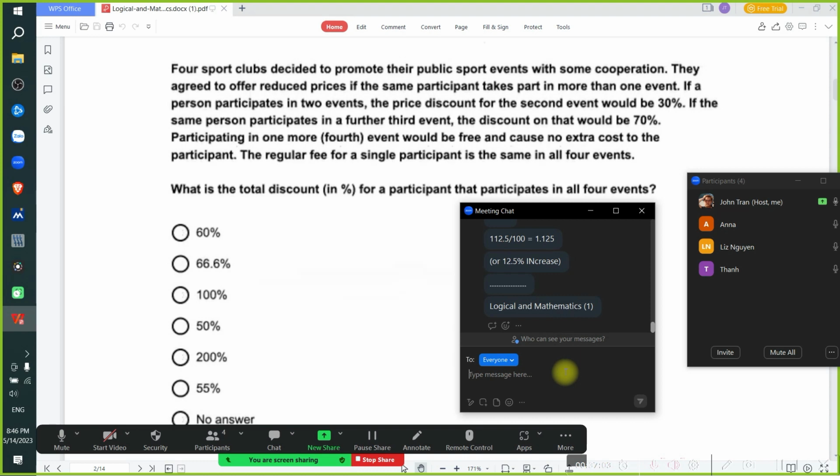Okay. 4 sport clubs decided to promote a public sport event with some cooperation. 4 câu lạc bộ thể thao quyết định quảng cáo những sự kiện thể thao của họ ra quần chúng với một số sự hợp tác. Họ đồng ý giảm giá nếu cùng một người tham dự hơn một sự kiện. Nếu một người tham dự 2 sự kiện thì sự kiện thứ hai được giảm 30%.